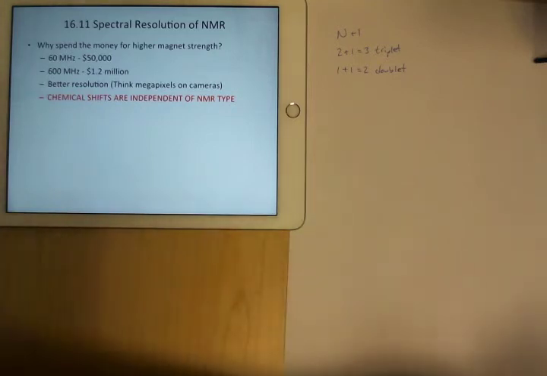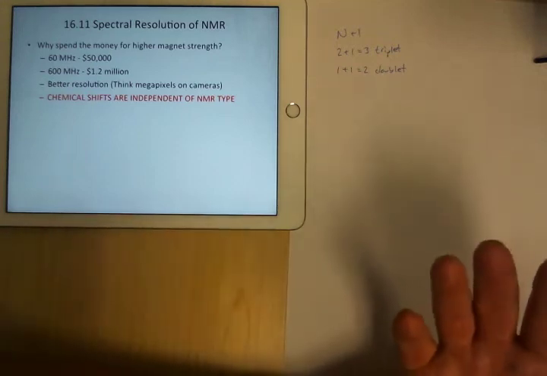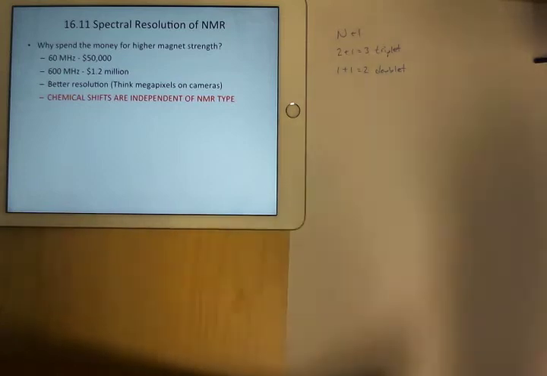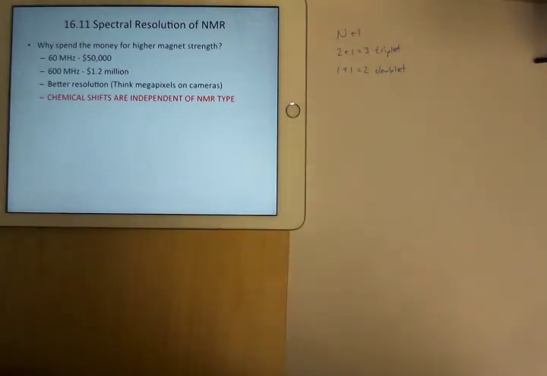The operating frequency of these machines matters, and the chemical shift is going to be the same whether you have a 60 megahertz or 600 megahertz machine. But there's a huge disparity in the price. You can get a 60 megahertz machine for about $50,000. A 400 megahertz machine is roughly $400,000. The old rate was about $1,000 a megahertz, but as you get higher, that trend accelerates. A 600 megahertz machine is more like $1.2 million.